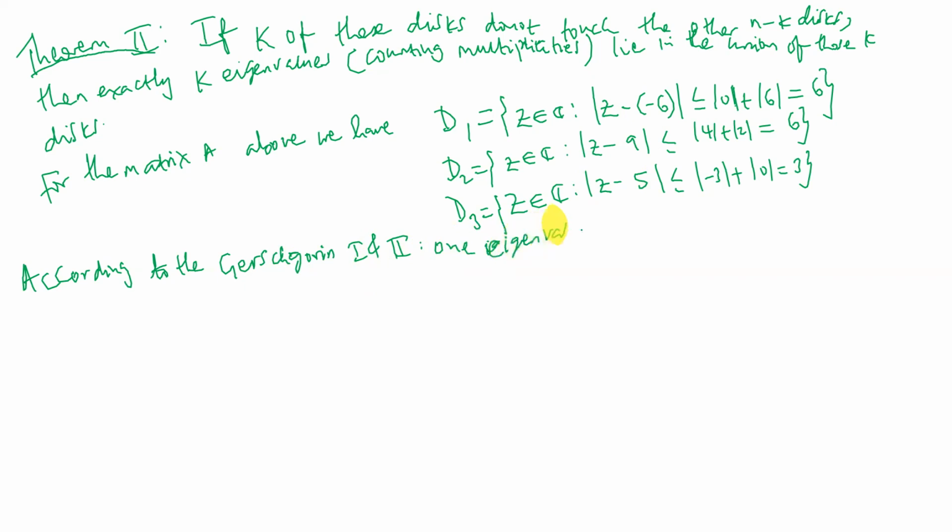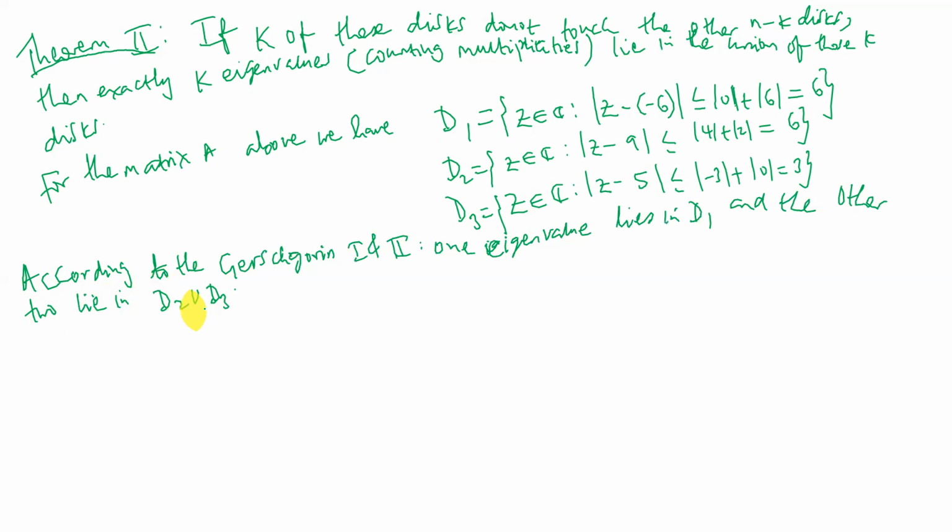Why one eigenvalue lies in D1, and the other two lie in the union of D2 and D3. Okay, we're going to analyze that together. According to the Gershgorin theorems 1 and 2, why does one eigenvalue lie in disk 1 and the other two lie in disk 2 and disk 3?